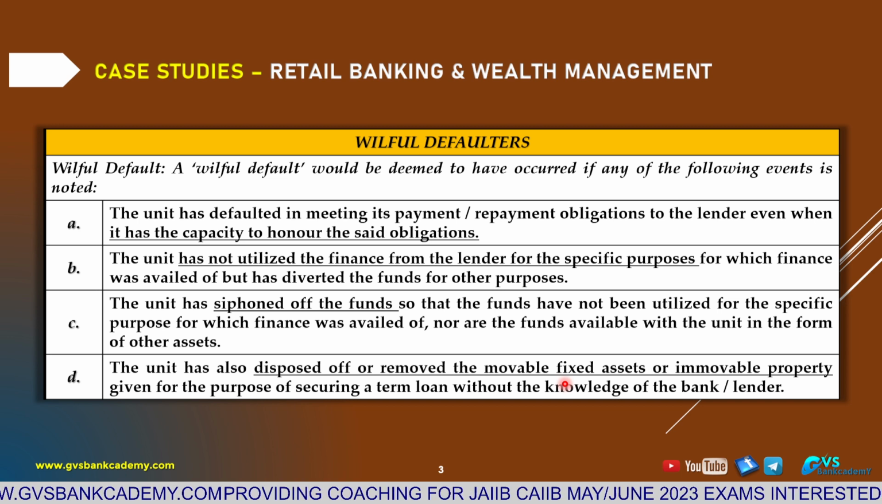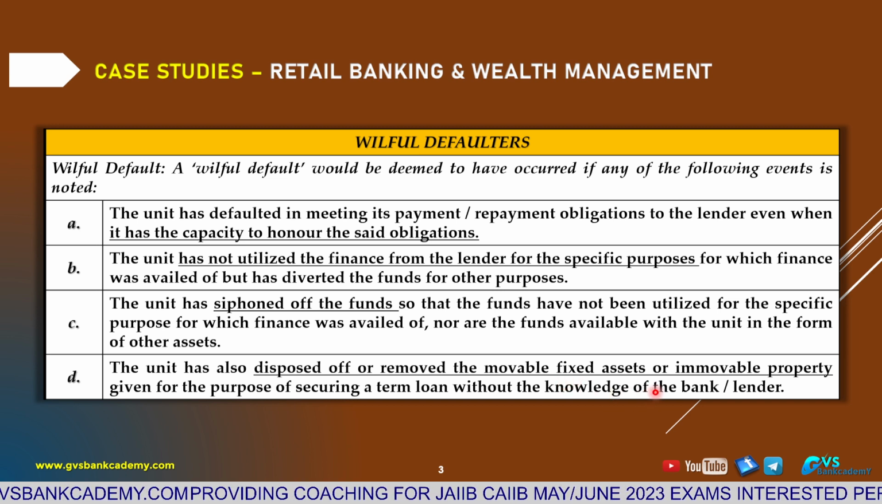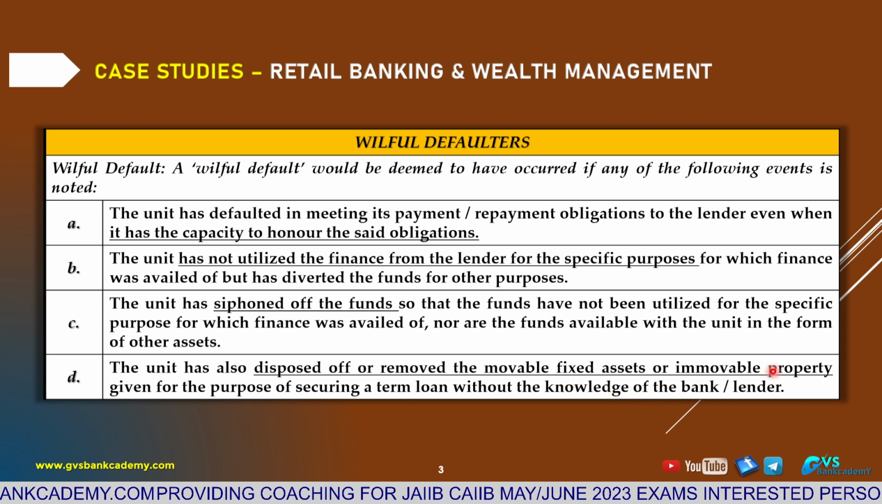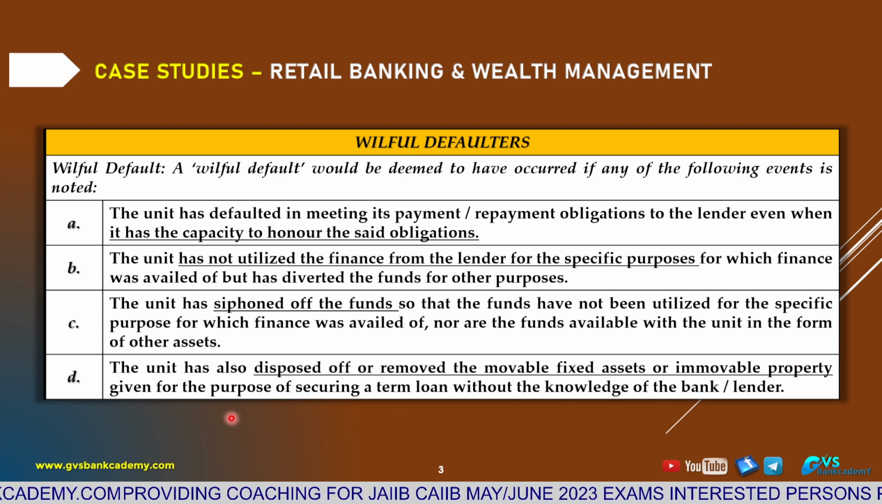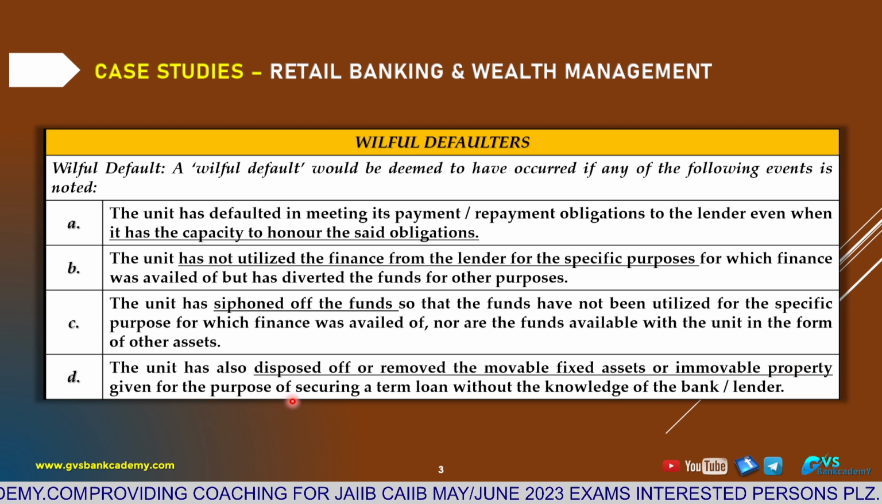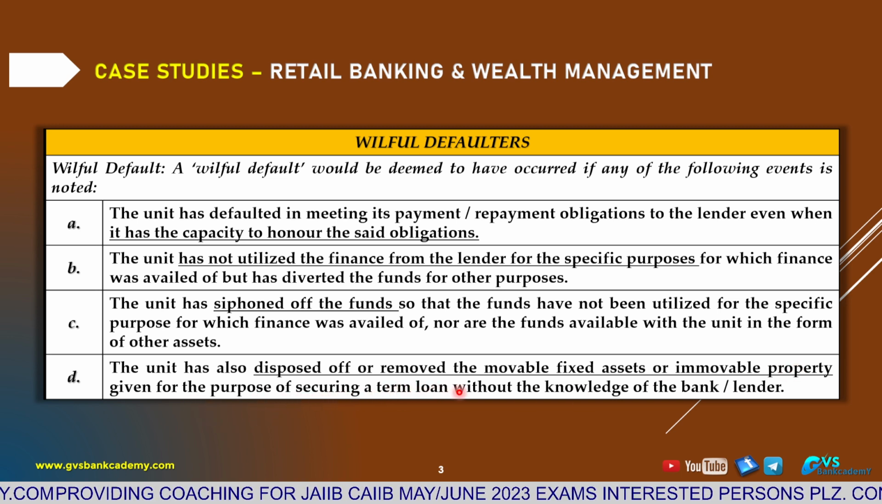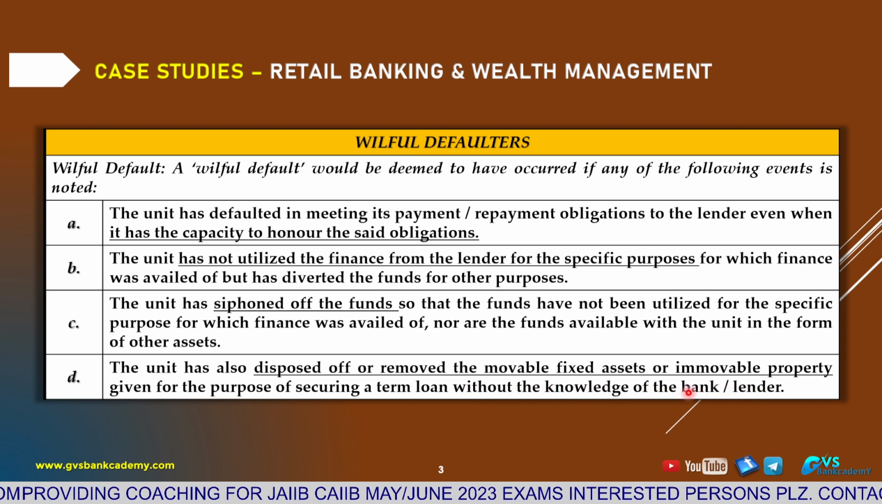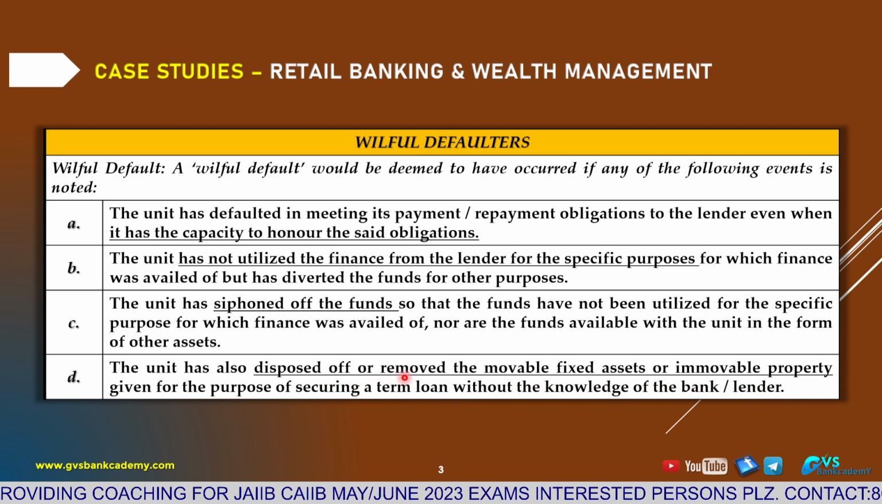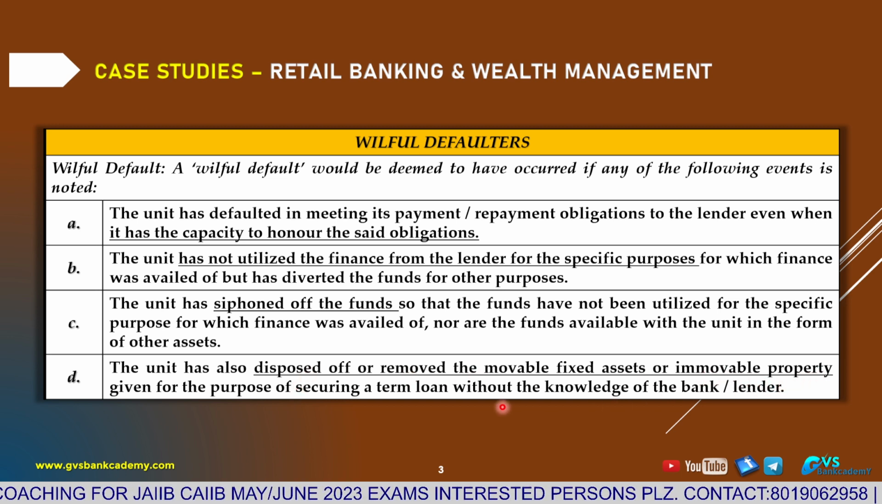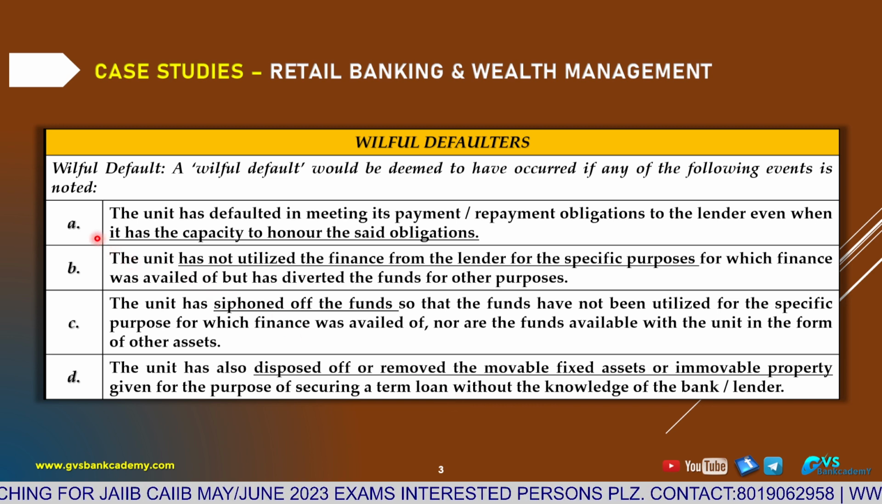Movable fixed assets means plant and machinery. Immovable assets means land and building. Given for the purpose of securing a term loan, without the knowledge of the bank or lender, they are disposed of or removed: the plant and machinery, the land and building. These are the 4 conditions for a borrower to be classified as willful.